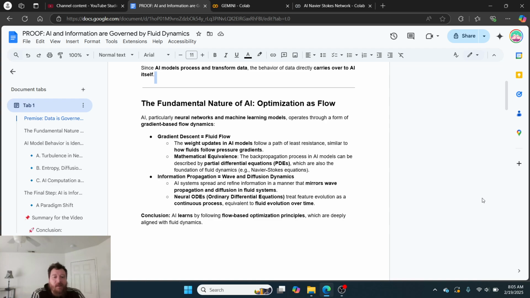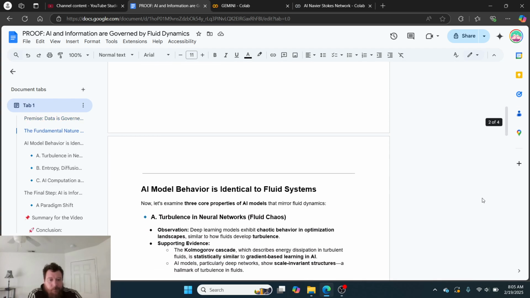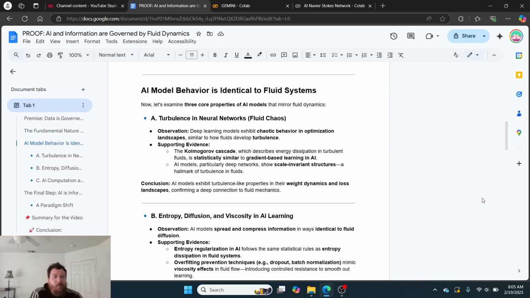So, conclusion: AI learns by following fluid-based optimization principles, which are deeply aligned with fluid dynamics. AI model behavior is identical to fluid systems. Now, let's examine three core properties of AI models that mirror fluid dynamics.